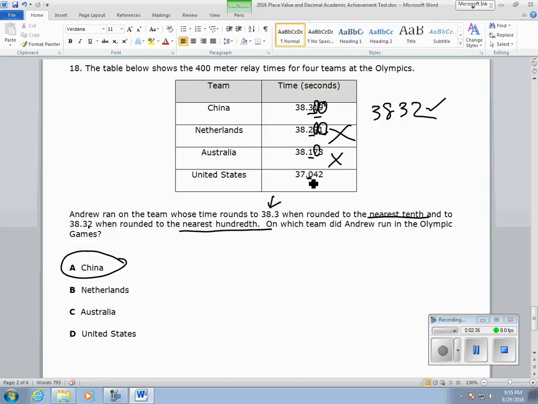This one, your tenths is 0. Your effector is 4. It is 4 or less, so you leave it alone. So your answer is 37.0, which is incorrect. Your answer choice is A.